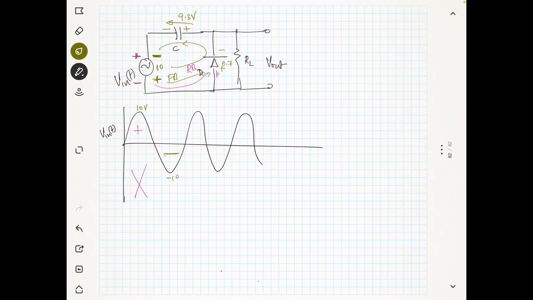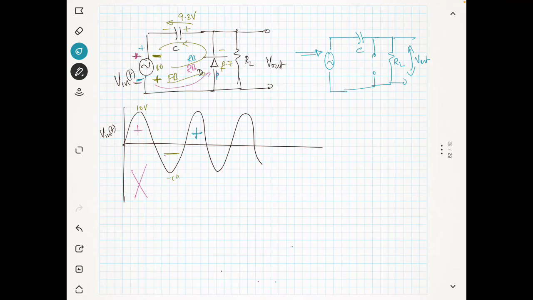Now during the next cycle, that means during the next positive half cycle, I am showing with the blue color, this will be positive and this will be negative. Your diode will be reverse biased, because you are connecting the negative to the P of the diode. So the diode will be again reverse biased. That means you can draw the circuit from now on like this. This is open circuit, and this is your RL. This is V out.